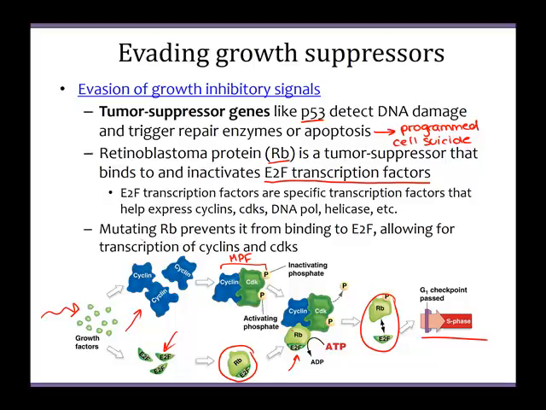If you mutate RB, if you mutate this guy right here, it prevents it from binding to E2F, and this allows our cyclins and CDKs to be transcribed without any sort of control. So again, if you want to know more, there's that blog post right there.